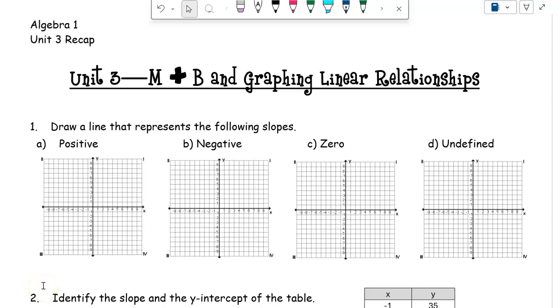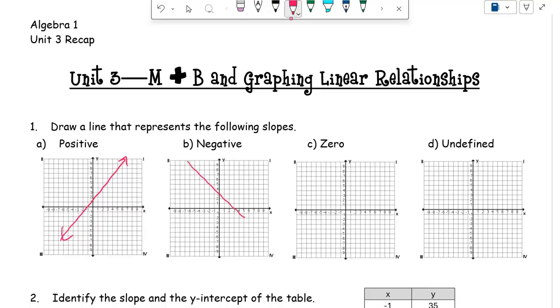Our next unit is Unit 3, m x plus b and graphing linear relationships. When we are graphing, we have to remember that there's 4 types of slopes that show what our graphs do that we're going to see in this unit. The first one is a positive slope, and remember that positive slope goes uphill from left to right. So if you're reading a book, you always start at the left and go towards the right and read. Same thing with a graph. You always start at the left and see what your graph is doing, and this one is going uphill.